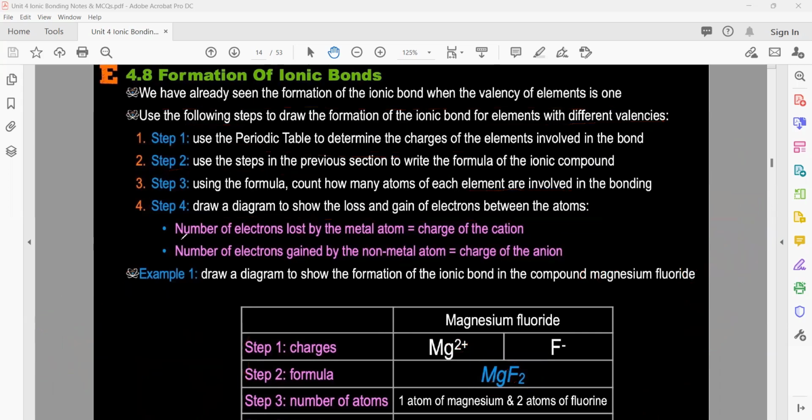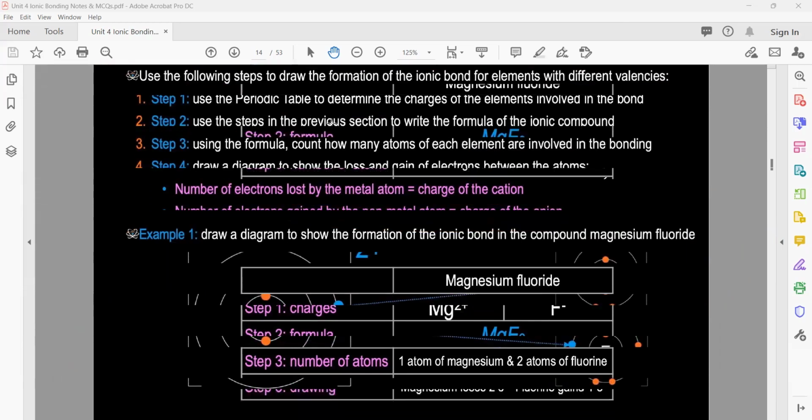You can see here the number of electrons lost by a metal atom is equal to its charge, and the number of electrons gained by a non-metal is also the charge of the anion. So this is how it is formed. Please, if it is clear, confirm this one.